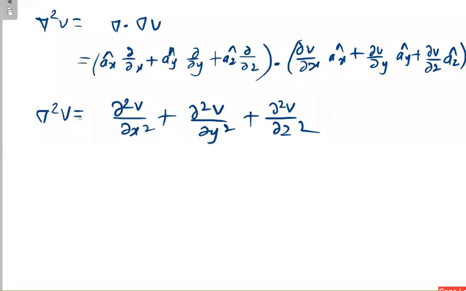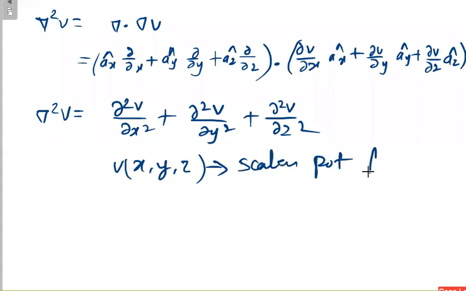So del square V in a simple ordinary coordinate system can be written like this. Again, you know what V is: V is a function of x comma y comma z. It is a scalar potential function. Then how to write this for the other coordinate systems?